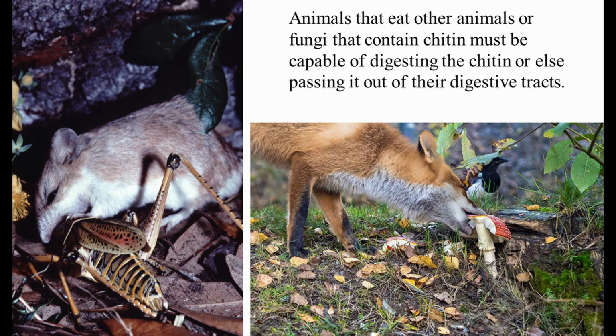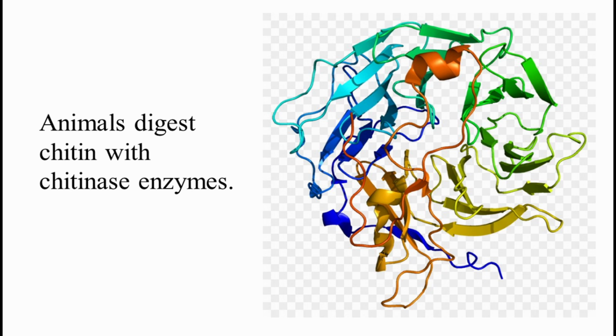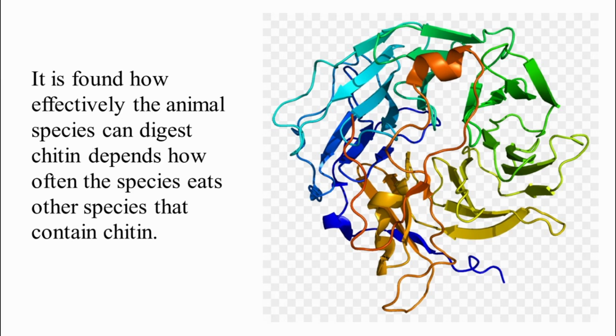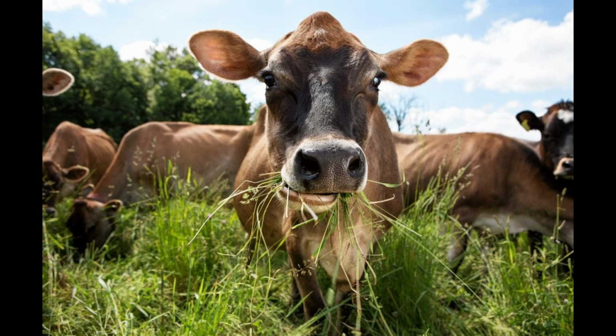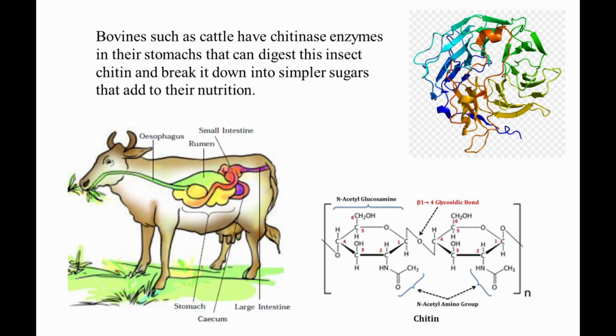Animals that eat other animals, or fungi that contain it, must be capable of digesting the chitin, or else passing it out of their digestive tracts. Animals digest chitin with chitinase enzymes. How effectively an animal species can digest chitin depends on how often the species eats other species that contain chitin. For example, cattle often ingest insects that live in the grass they eat. Bovines such as cattle have chitinase enzymes in their stomachs that can digest this insect chitin and break it down into simpler sugars that add to their nutrition.